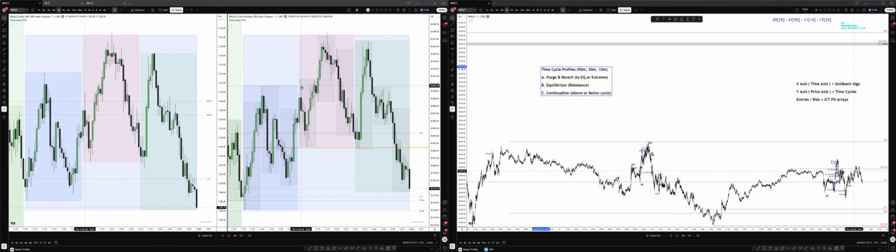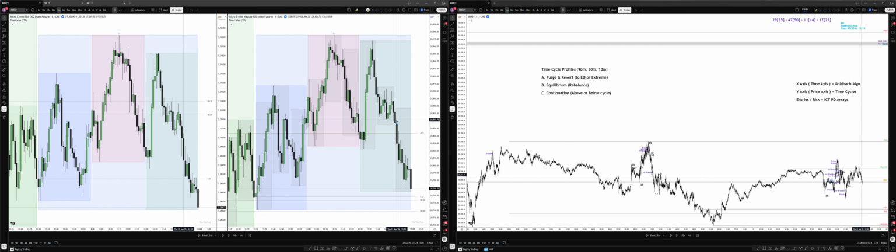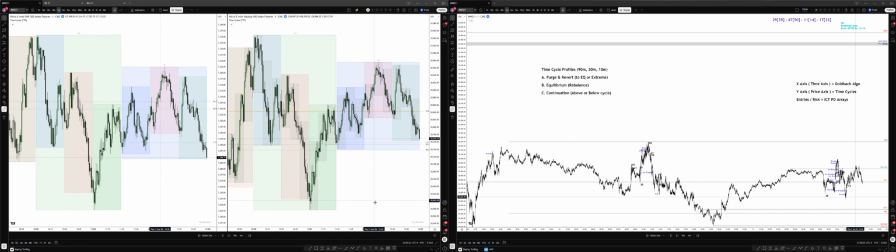So on a purge and revert, you're going to either look here at the equilibrium for the take profit, or you're going to go to the opposite end of the cycle. The other profile is just equilibrium. So basically, you can use equilibrium of any time cycle to take a trade, whether it be the 90 minute or the 30 minute or the 10 minute.